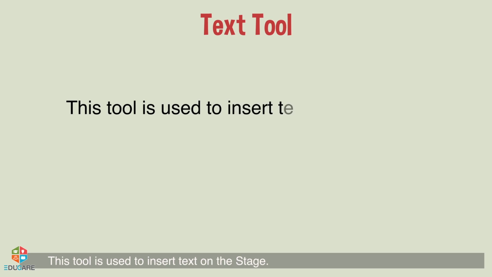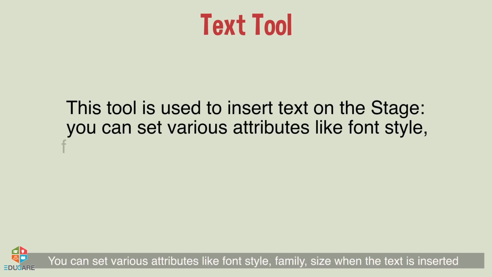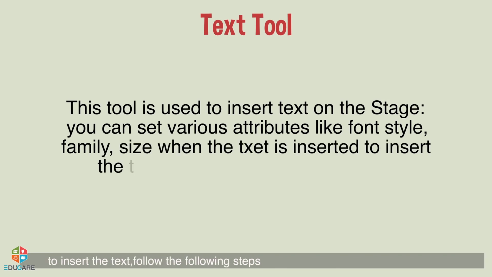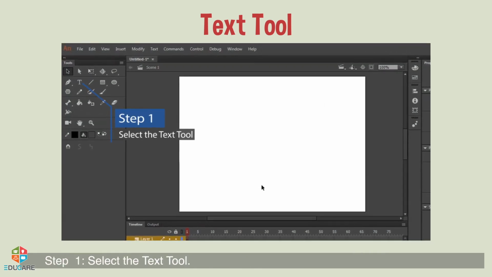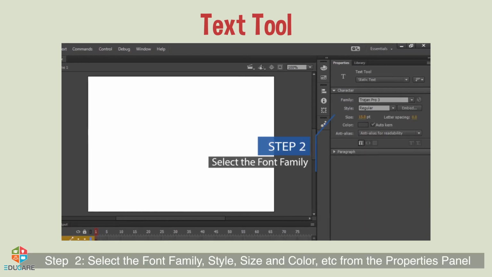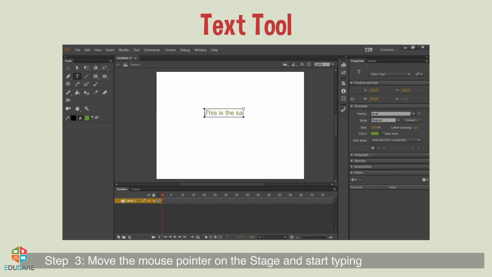Text tool. This tool is used to insert text on the stage. You can set various attributes like font style, family, size when the text is inserted. To insert the text, follow the following steps. Step 1. Select the text tool. Step 2. Select the font family, style, size and color etc. from the Properties panel. Step 3. Move the mouse pointer on the stage and start typing.